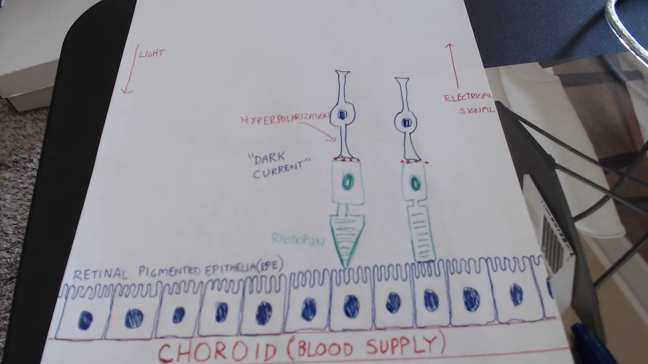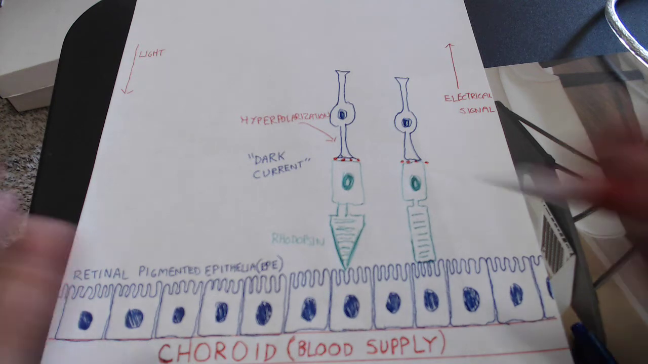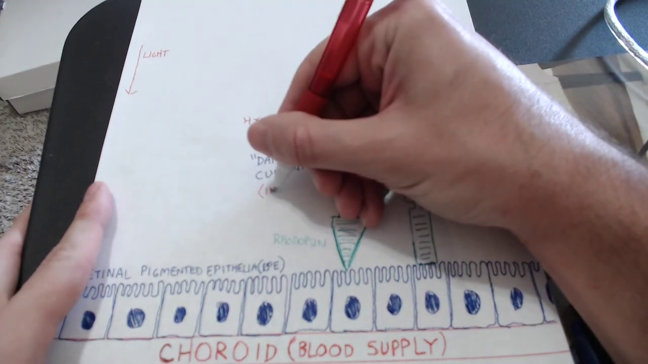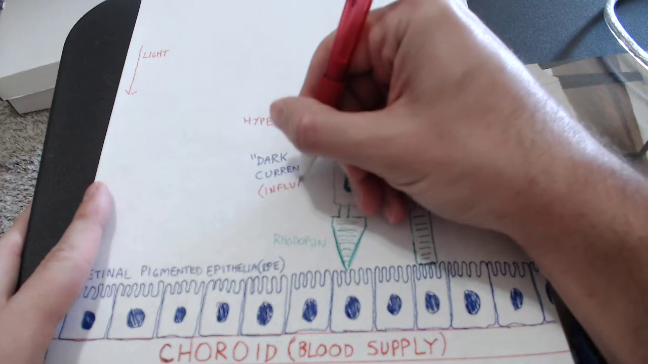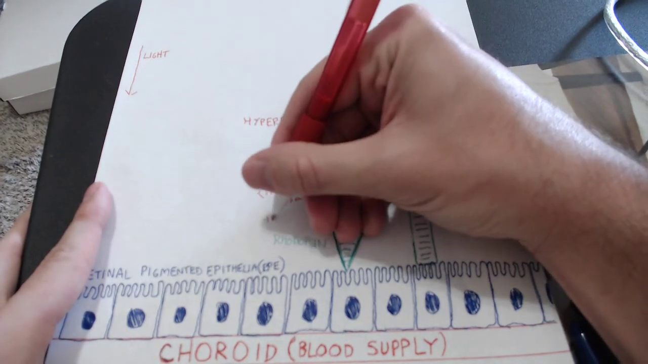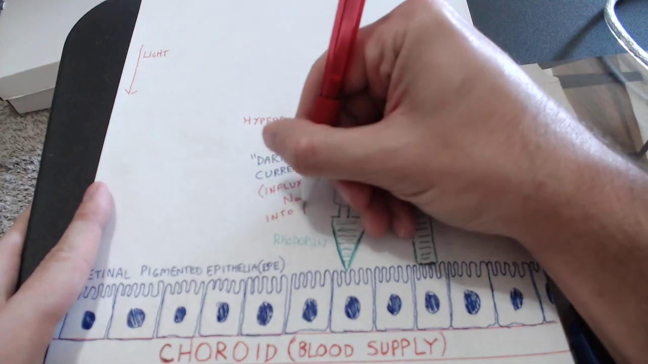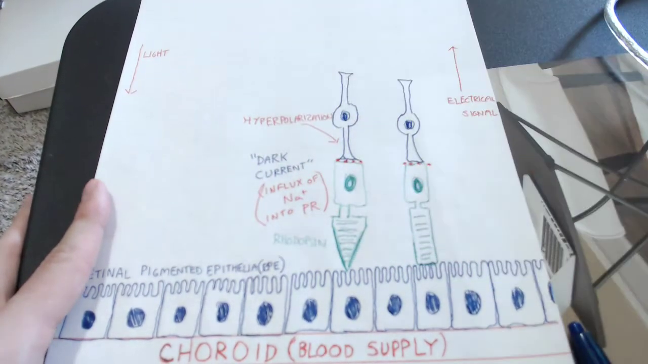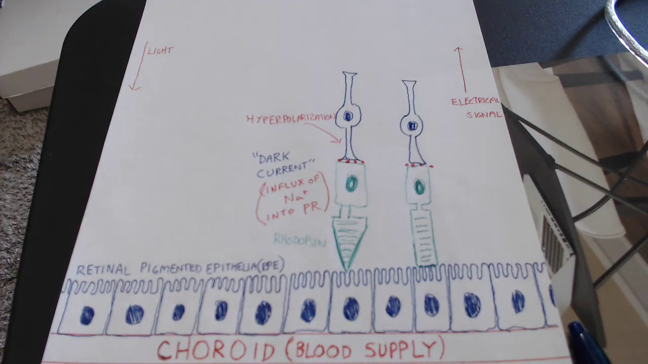When it is completely dark, the reason you are not seeing anything is because those photoreceptor cells are using the dark current, which refers to a constant influx of sodium into the photoreceptors, I'll just abbreviate that with PR. The dark current refers to a constant influx of sodium into your photoreceptor cells.